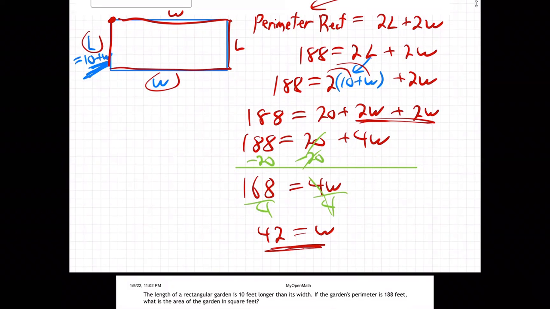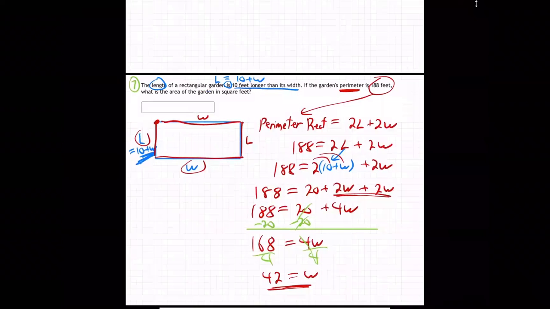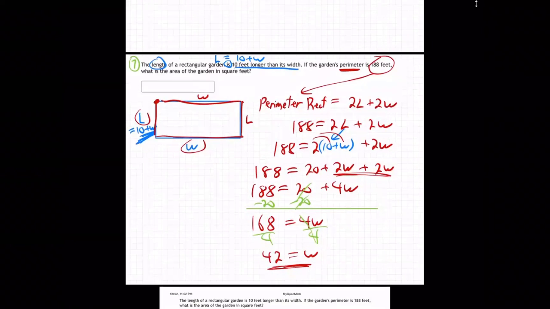What can we do from here? Well, what do they want? They want the area of the garden. Well, how do you find the area of a rectangle? That's different than the perimeter. That's length times width, right? Because area is the space in the middle. And that's just one side times the other, right?